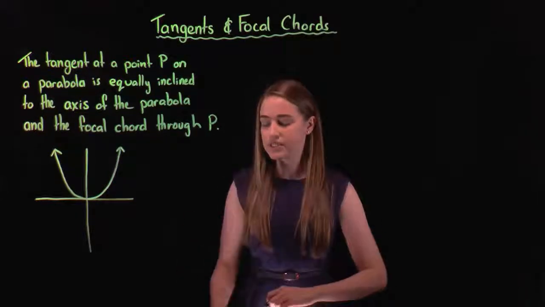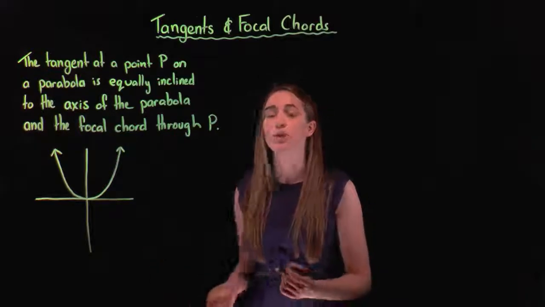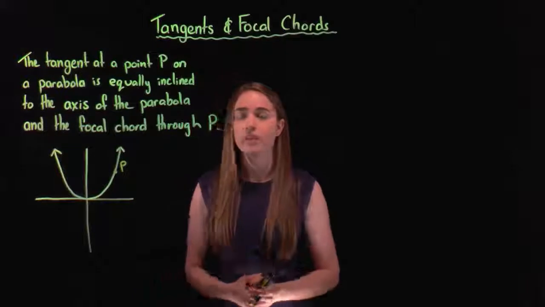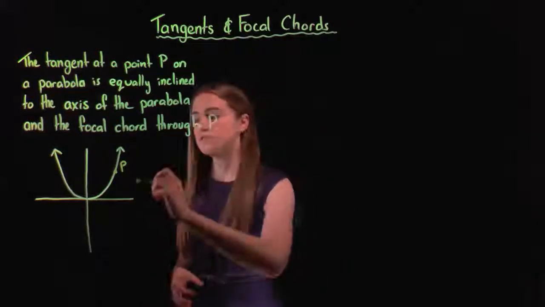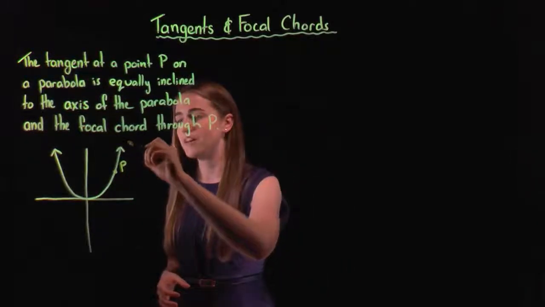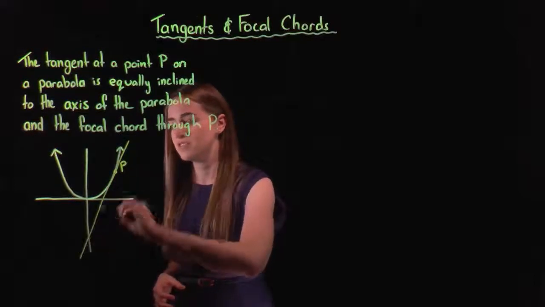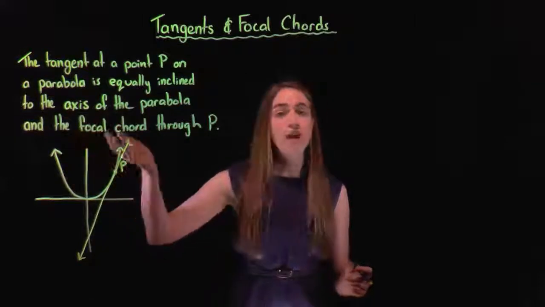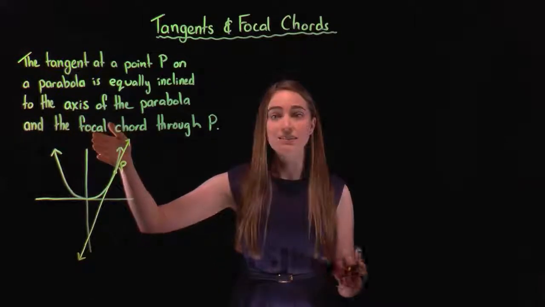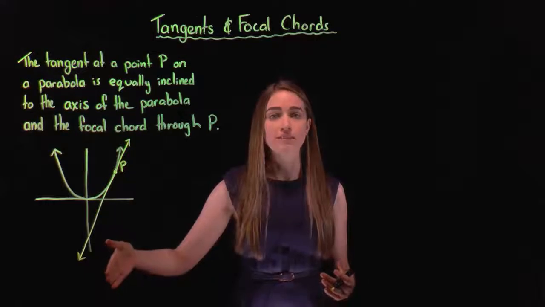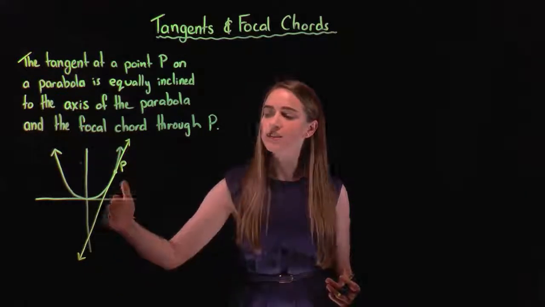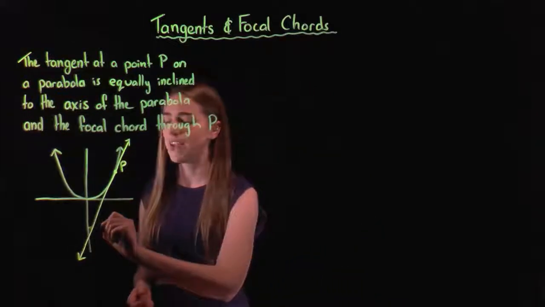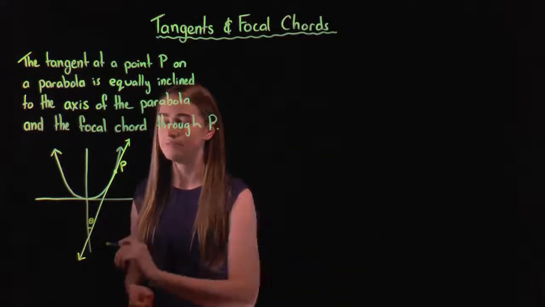So that doesn't make a whole lot of sense without a diagram, but let's have a look at what it means. If we pick a point here and call it P, and draw a tangent to the parabola through P, it looks like that. Now we know that this concave up parabola has its axis of symmetry straight down the y-axis. So the angle that the tangent is inclined to the axis of symmetry of the parabola is this angle in here. Let's call that theta.